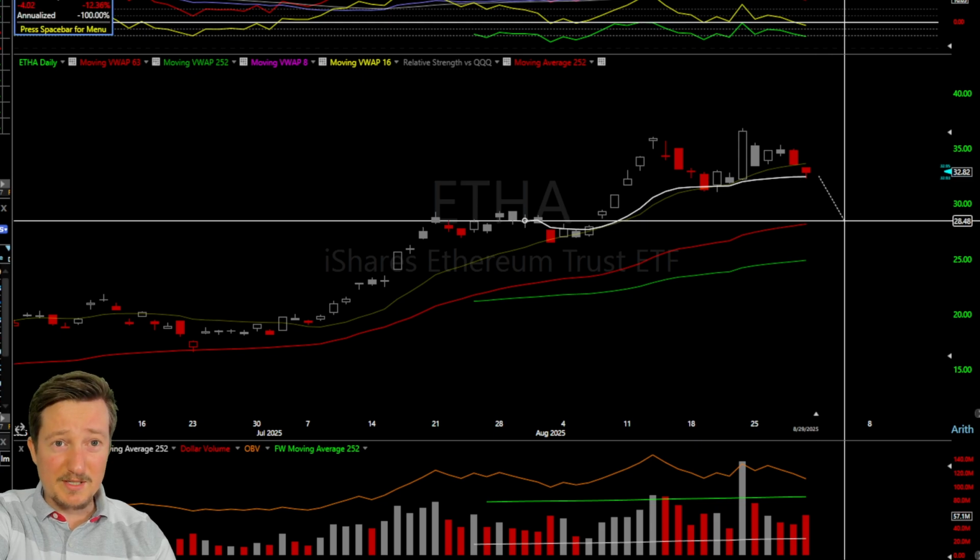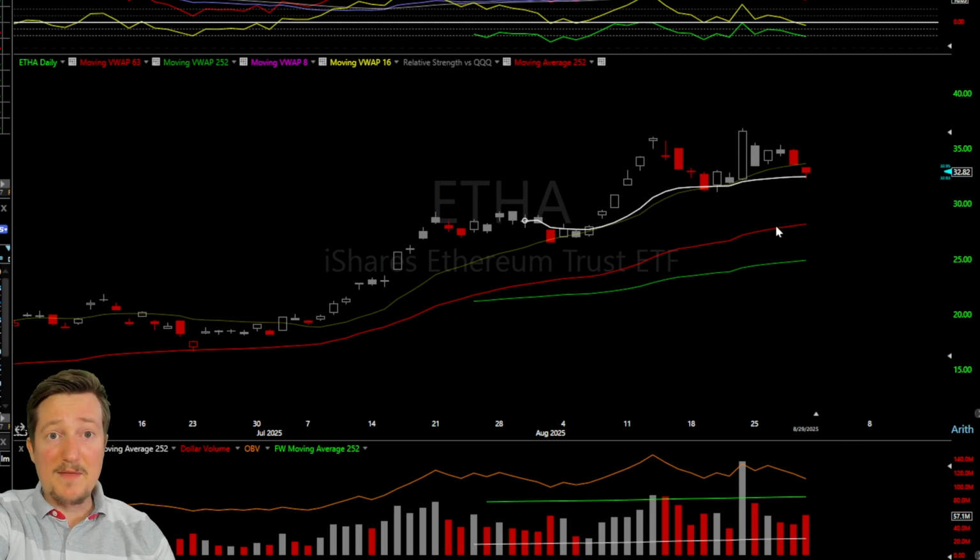So we could totally see it back test to here, and then that would kind of coincide with this quarterly moving average. But it's still above the quarterly moving average and the yearly moving average. So Ethereum is bullish. Okay, so let's move on to my market monitor and see what's going on over there.